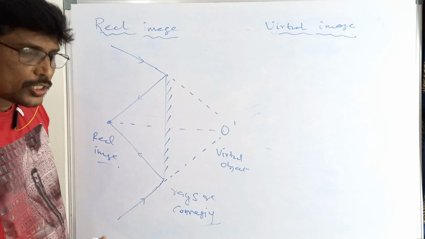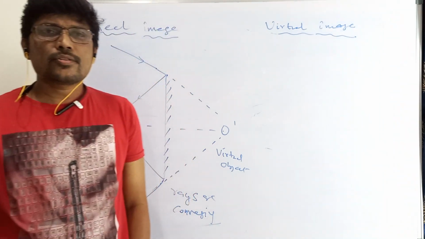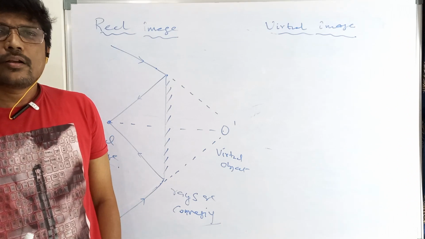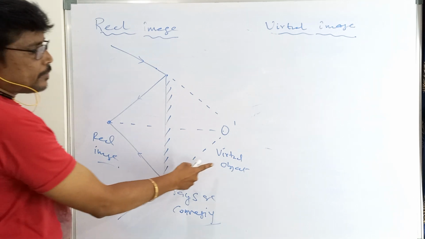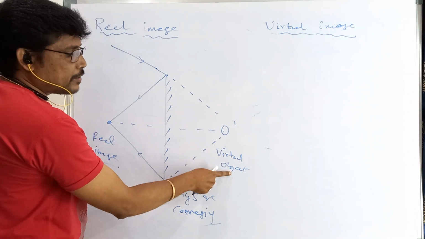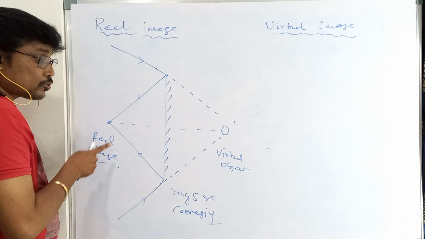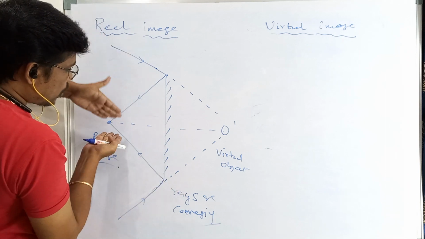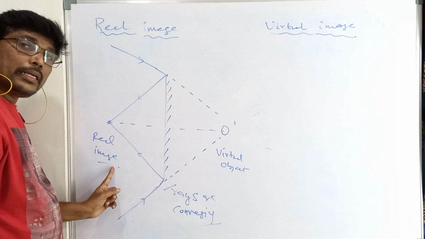Real image is formed in convex lens and concave mirror. We have many choices. Here also you can produce the real image. That real image I simply consider as a virtual object. From that virtual object, I get a real image. So in this real image, the rays are converging, so you get a real image.